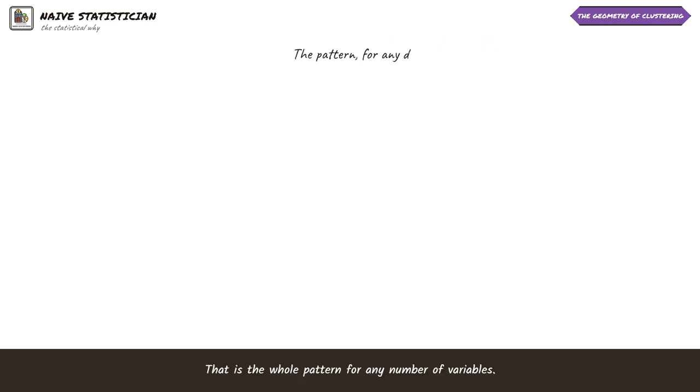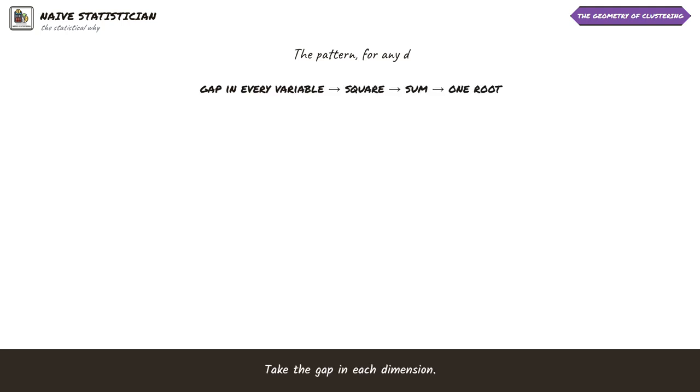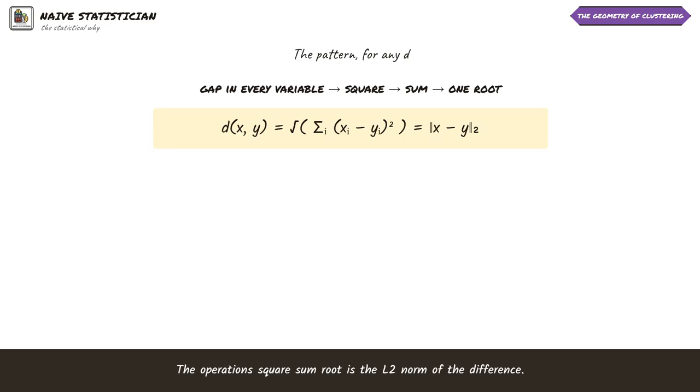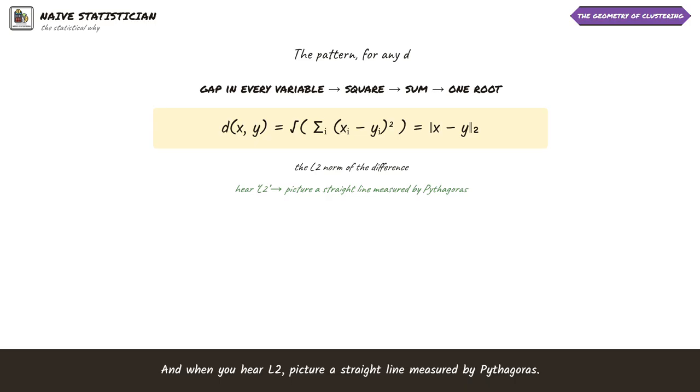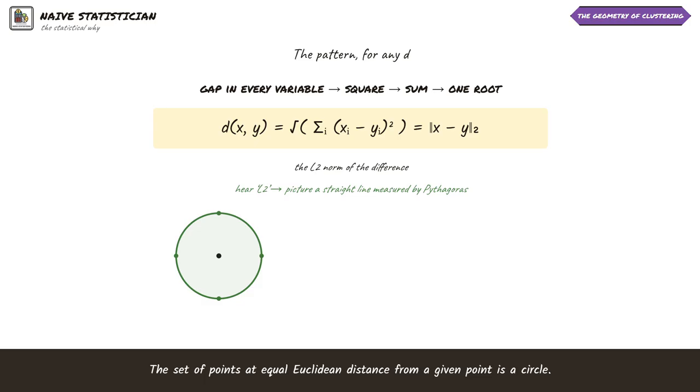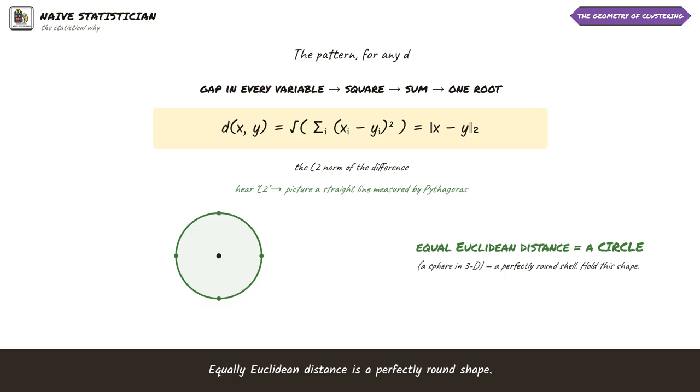That is the whole pattern for any number of variables. Take the gap in each dimension, square it, sum across all dimensions, and take one square root at the end. The operations square, sum, root is the L2 norm of the difference. So Euclidean distance is simply the L2 norm of feature vector A minus feature vector B, and when you hear L2, picture a straight line measured by Pythagoras. One shape to keep because we will contrast it soon. The set of points at equal Euclidean distance from a given point is a circle, a sphere in 3 dimensions. Equal Euclidean distance is a perfectly round shell.